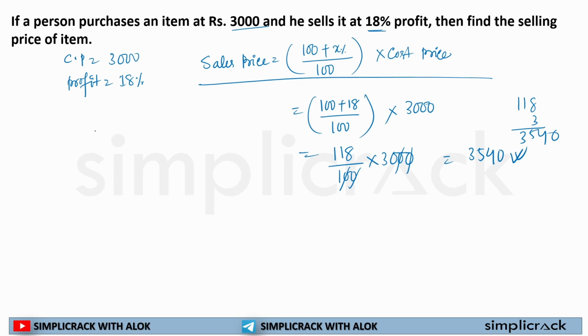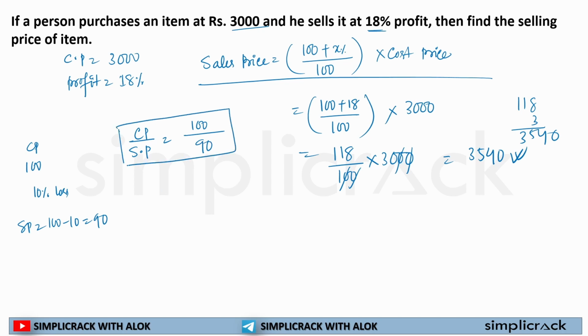See, if cost price was 100 and I am making 10% loss, that means I am losing 10 rupees on every 100 rupees cost price, right? So my sales price is what? 100 minus 10, that is 90. So if I ask what is your cost price and sales price, you will say your cost price was 100, your sales price was 90. So this is your cost price divided by sales price.